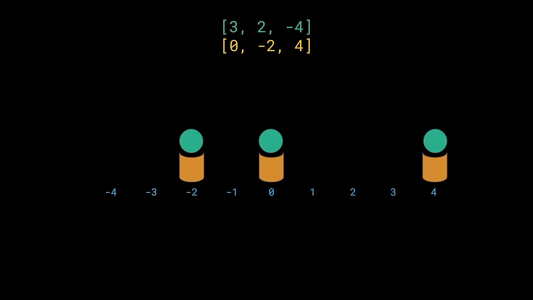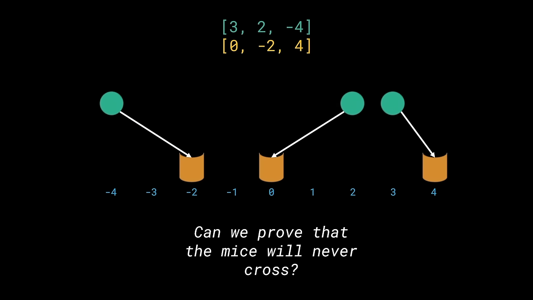Why is that correct? Why will that work? Can we prove that this will always work? And so to prove that this will always work, what we can do is prove that the mice will never cross each other, right? Because if they never cross each other, they will always go to their corresponding holes. Now, can we prove that the mice will never cross each other? Because if we are able to prove that, then we'll be able to prove that our greedy solution is in fact the optimal solution.